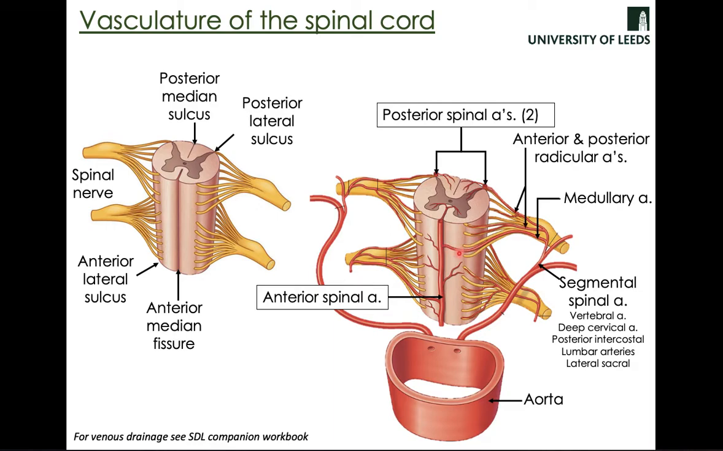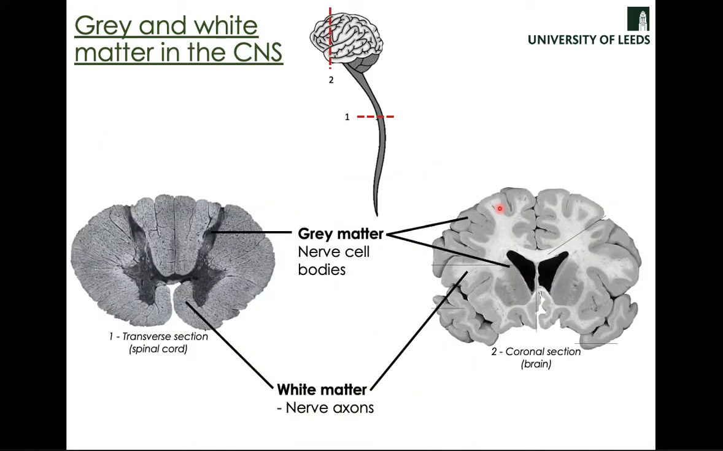And also it's going to give rise to these anterior and posterior radicular arteries, which supply the blood supply to those spinal nerve rootlets. So this is a point where if you wish to pause the video, you can, because from here on now we're going to be looking at that internal gray and white matter of the spinal cord.